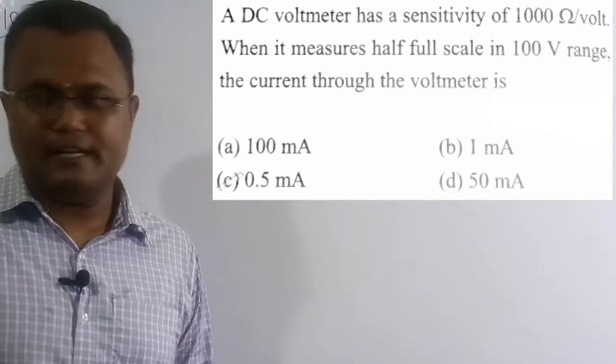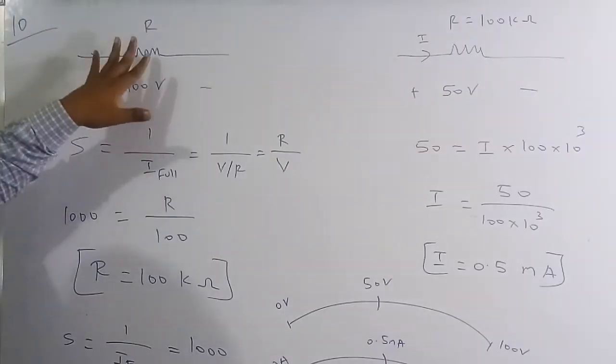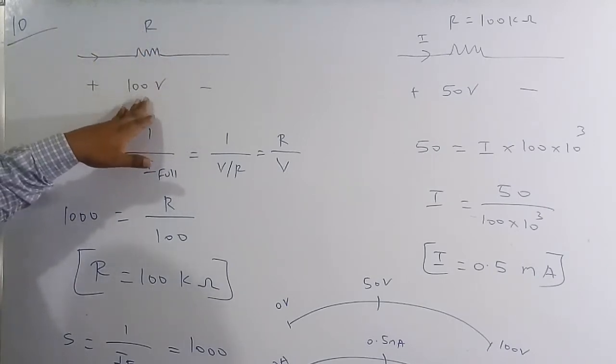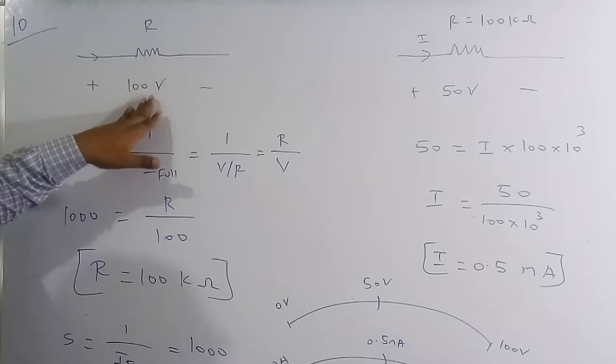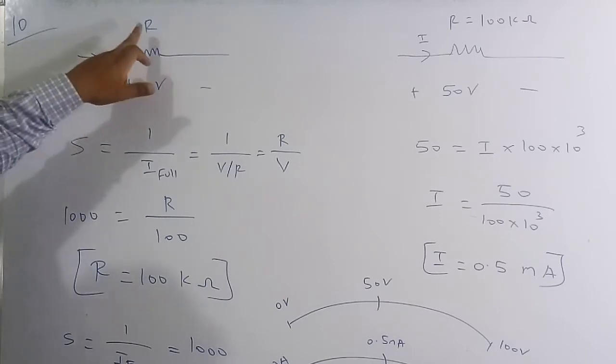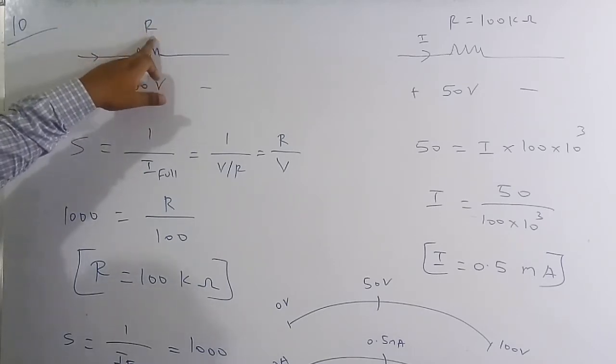So let's solve this numerical. In this question, they are given a voltmeter of resistance R. The maximum voltage which can be read by this voltmeter is 100 volt, and they also give the sensitivity, which is 1000. Now I want to know what is the resistance of this meter.